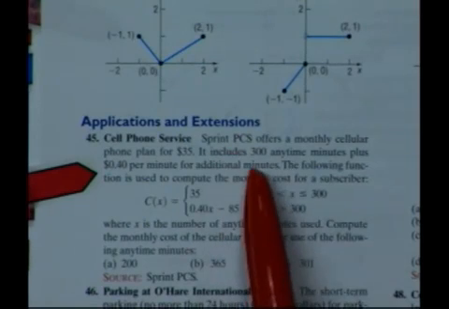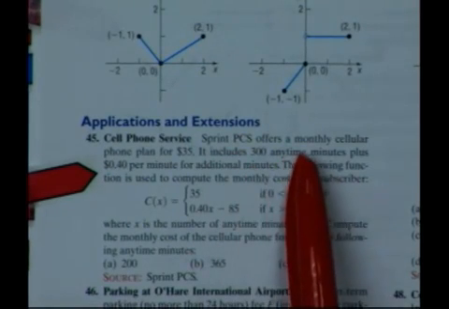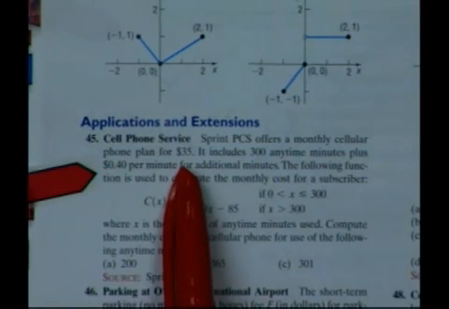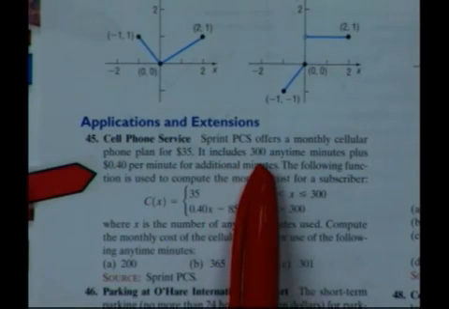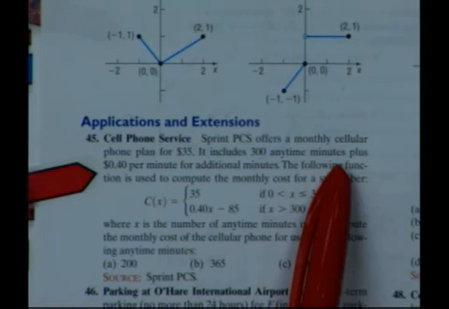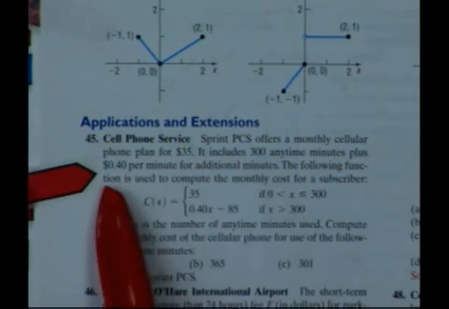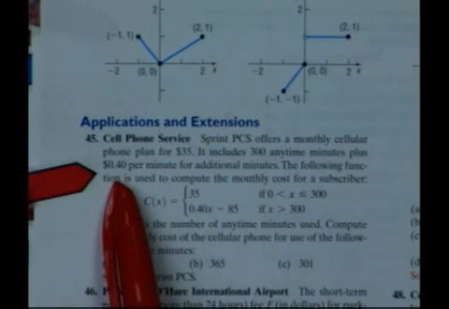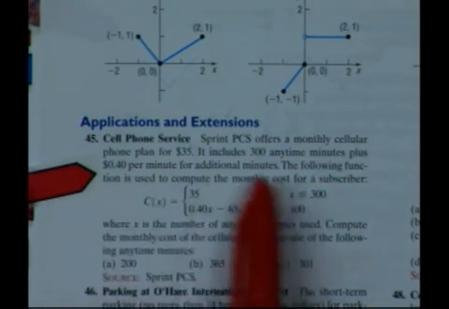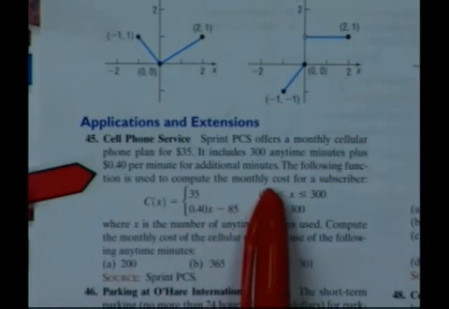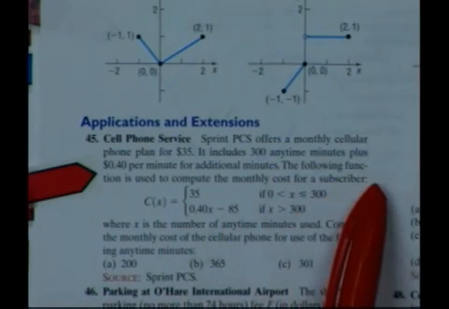At the time that they wrote this problem, a monthly cellular phone plan is $35, and this includes 300 anytime minutes. Plus, as soon as you start going over those 300 minutes, you're going to be paying 40 cents a minute. I've paid some powerful phone bills going over the minutes. I don't know about you guys. So anyway, the following function is used to compute the monthly cost to the subscriber.